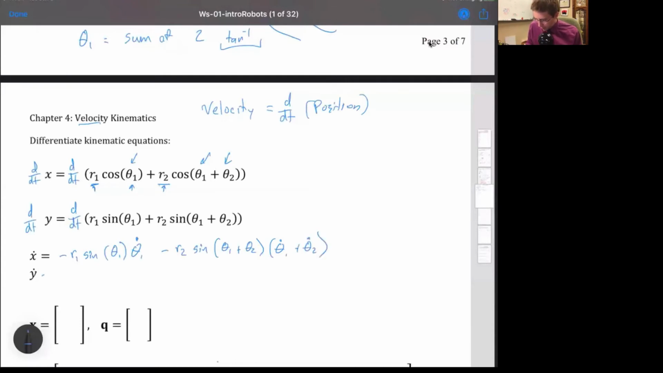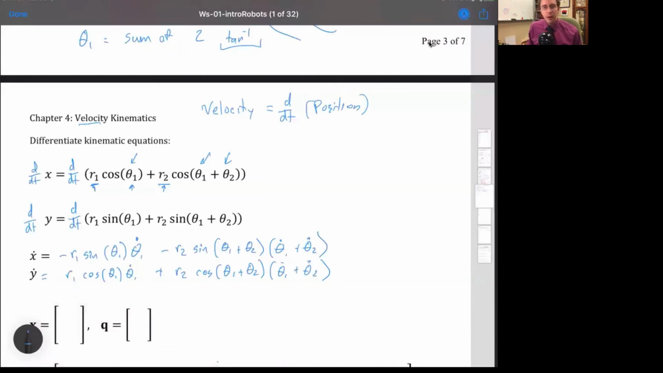And then y dot is going to look very similar to that. Fortunately, sine doesn't change sign. So this is R1 cosine of theta 1 times the time derivative, how fast theta 1 is changing, plus R2 cosine of theta 1 plus theta 2 times theta 1 dot plus theta 2 dot.